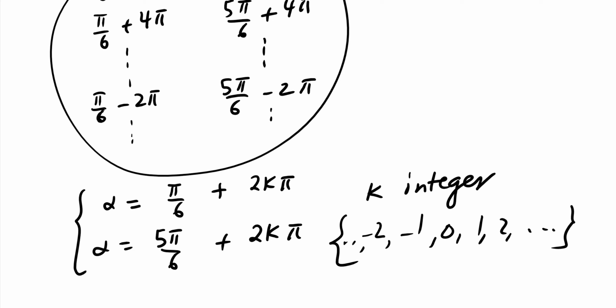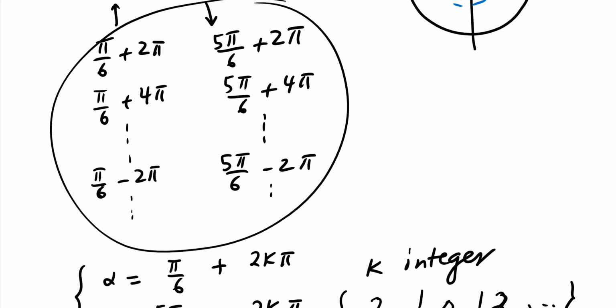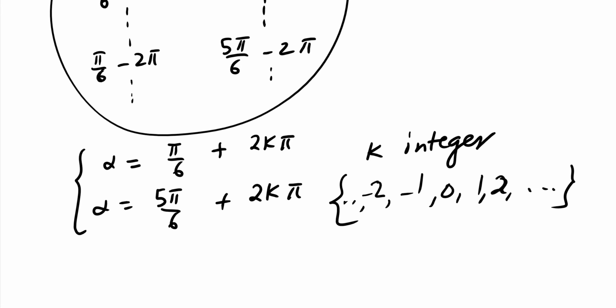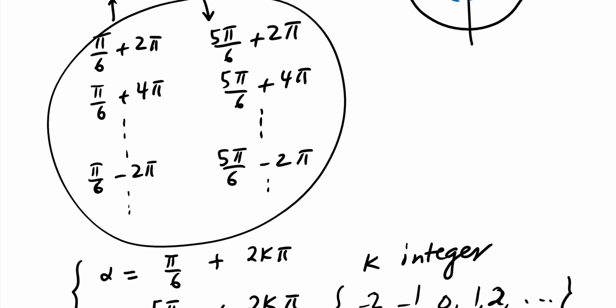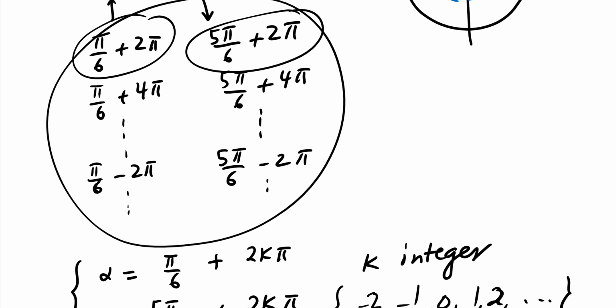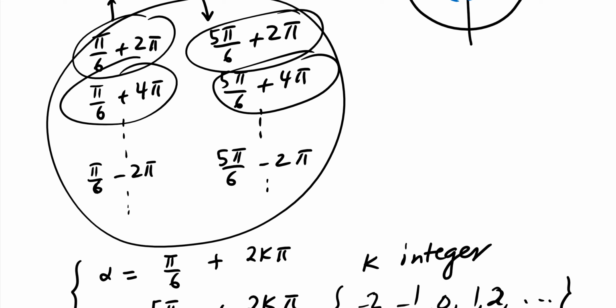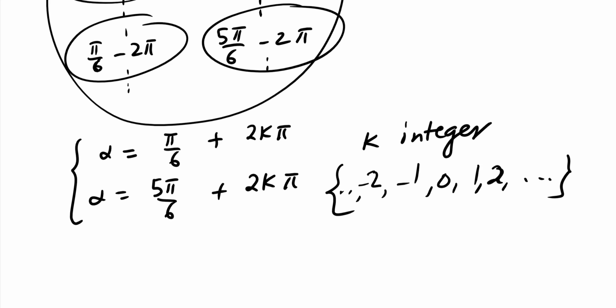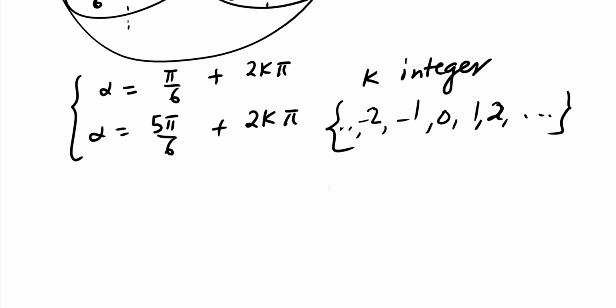That's what k is about. So if you put 0, then you get pi over 6 and 5 pi over 6. Those were the two solutions. If you take k equals 1, you're going to get pi over 6 plus 2 pi, which is this, and 5 pi over 6 plus 2 pi. If you take k equals 2, you get this. If you take k equals 1 and negative 1, you get this. So do you see how it generates all the solutions to this?